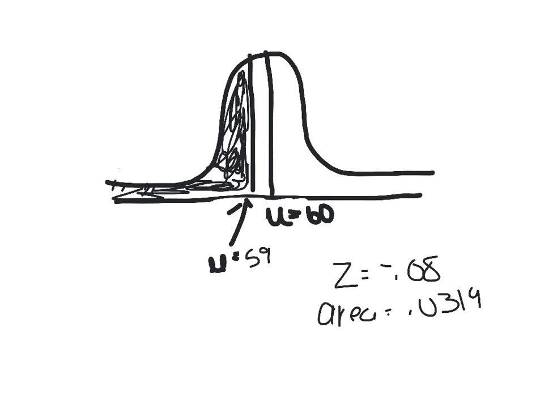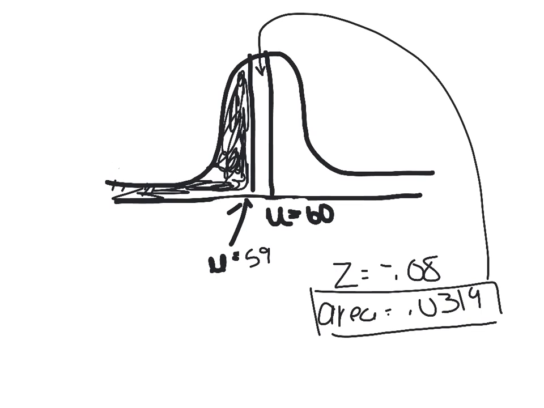Okay, so this video is to explain what happens once you find the z-score of negative 0.08 and then you look that up in the normal table. You're getting an area of 0.0319. That area actually corresponds to this unshaded section of the normal curve.